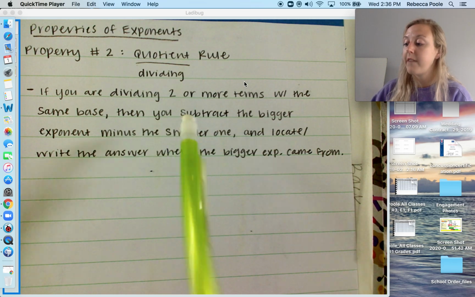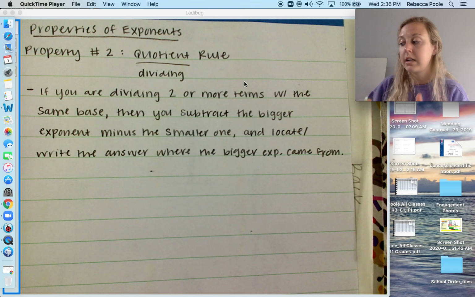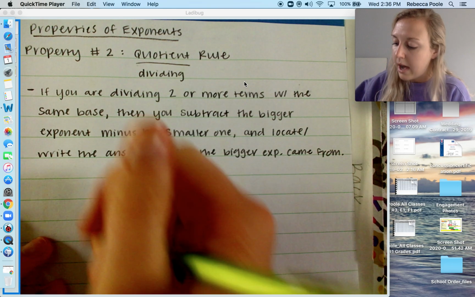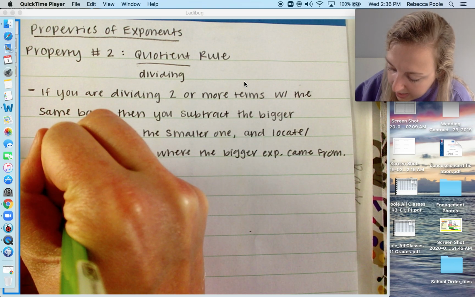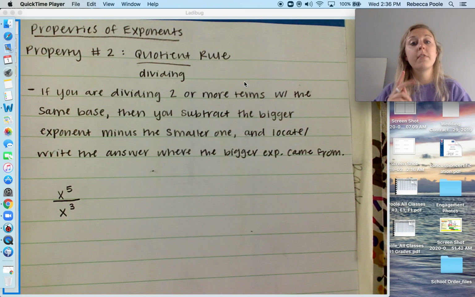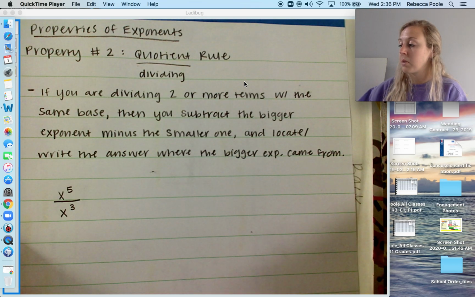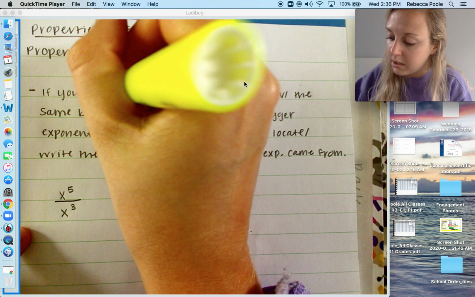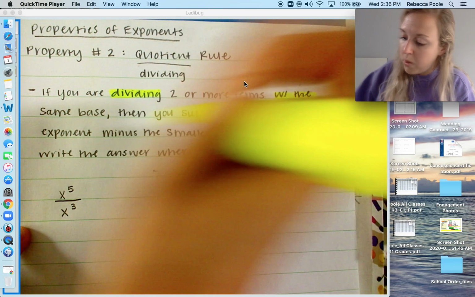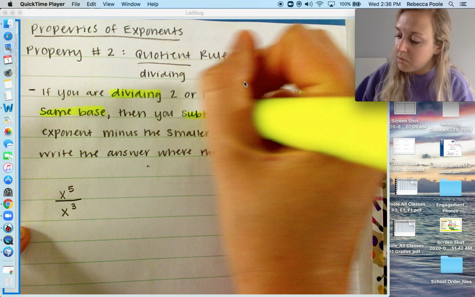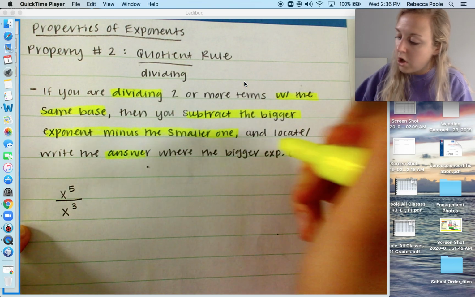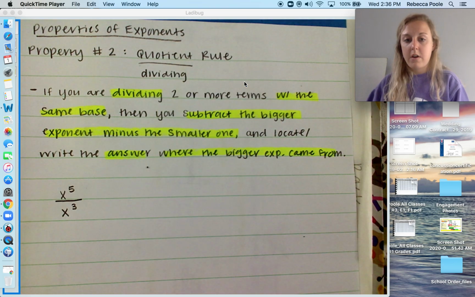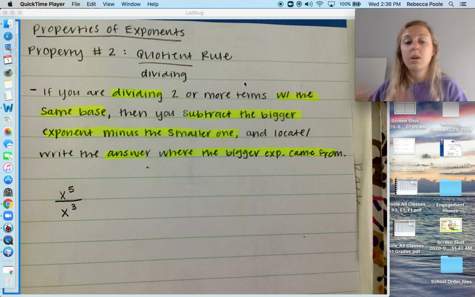So if we are dividing 2 or more terms, let me give you guys an example like I did last time so you can see it, okay? Let's do x to the 5th over x to the 3rd. So we're dividing 2 or more terms, right, with the same base. So I'm going to go ahead and highlight that. We have to be dividing with the same base. Then we can subtract the bigger exponent minus the smaller one, and the answer goes where the bigger exponent came from. All right? So this is why it works.